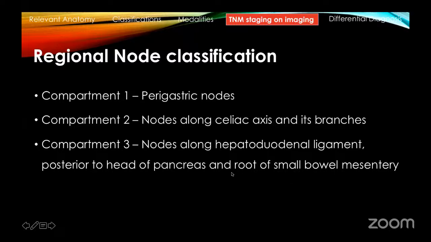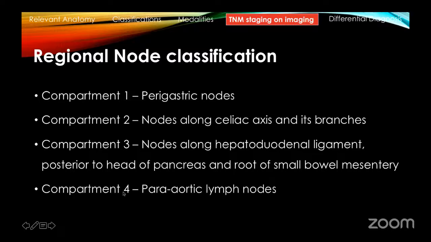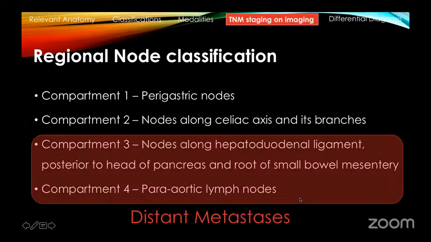So basically, we are going a bit inferior and posterior. This would be posterior to the head of pancreas and inferior when we are now going below the level of the celiac axis. It's in fact the root of the small bowel mesentery or along the SMA. And compartment 4 would be the retroperitoneal para-aortic nodes. So what's important is that compartment 3 and compartment 4 are considered to be distant metastasis, and the treatment varies accordingly.